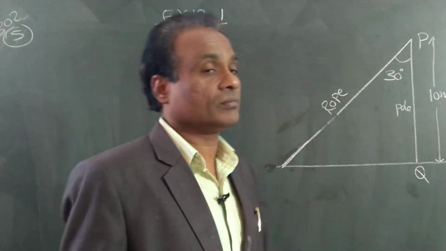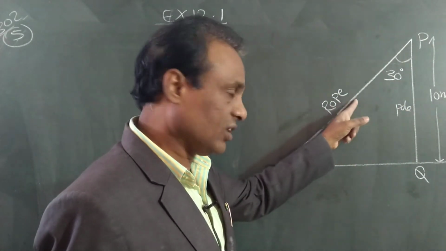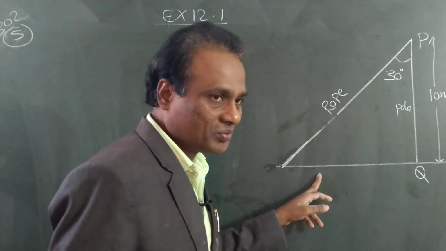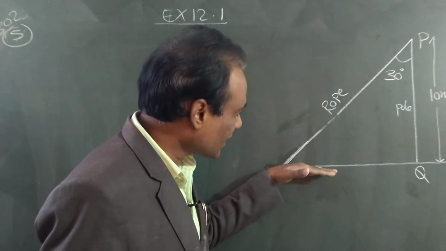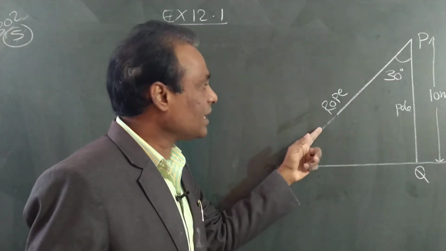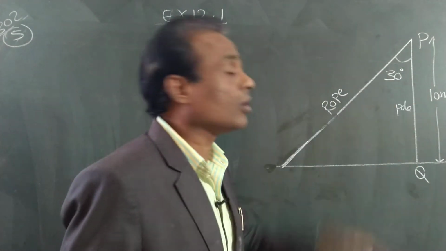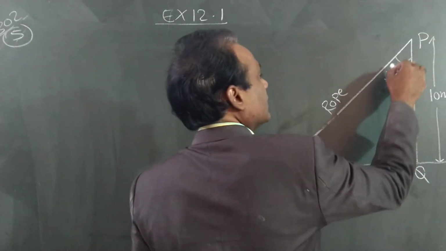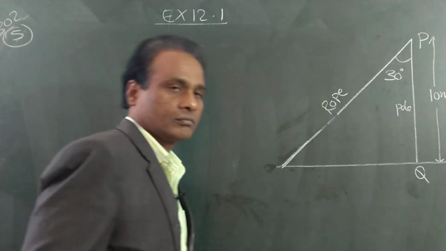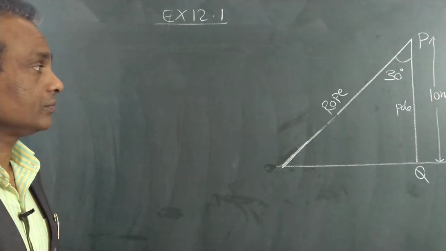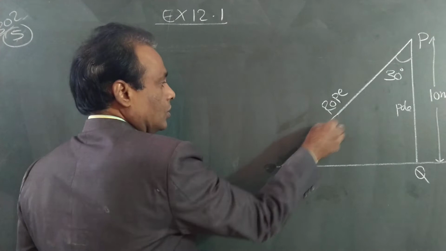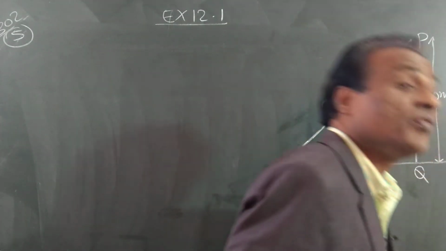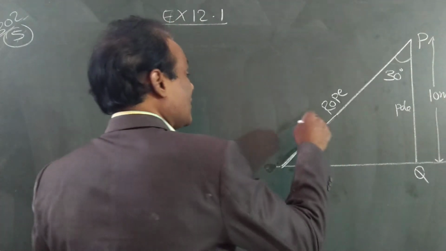You read the question. Rope is making 30 degrees with the pole, not with the ground. If the rope makes some angle with the ground, we write that here. Rope is making 30 degrees with the pole. This is the pole, this is the rope. This angle is 30 degrees. That angle is 30 degrees. Now, what is the question? What should be the length of the rope? What is the length of this rope?